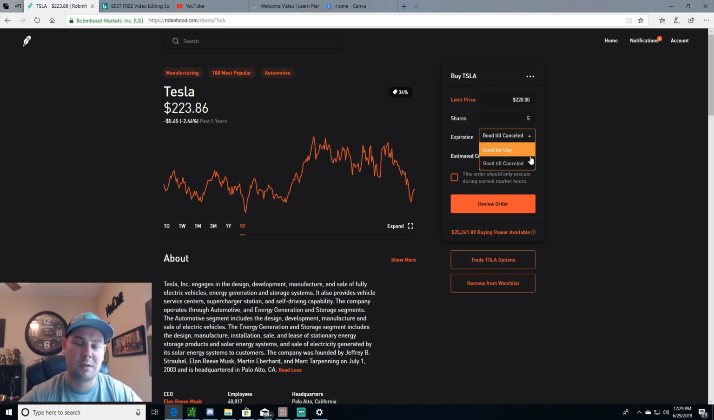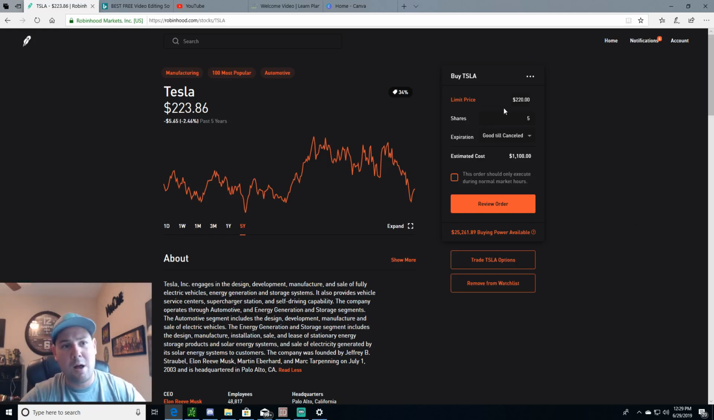So you can click this button. It'll say good for day. That means after today ends, it'll cancel that order. Good till canceled is where you have to physically cancel that order unless it buys it. So once it buys it, then you have it and you don't have to worry about canceling it. This order should only execute during normal market hours. I always have this clicked off because I trade pre-market and after market hours.